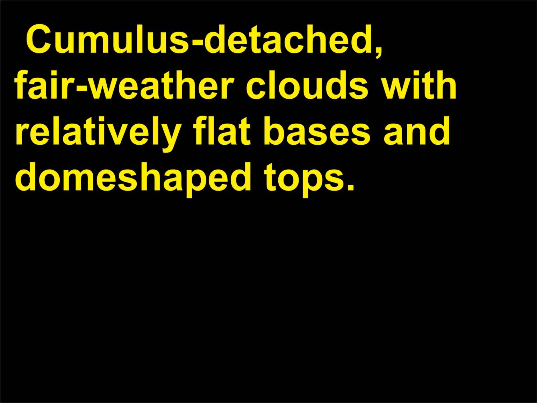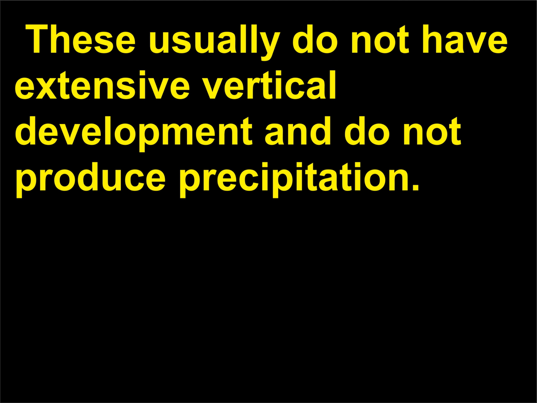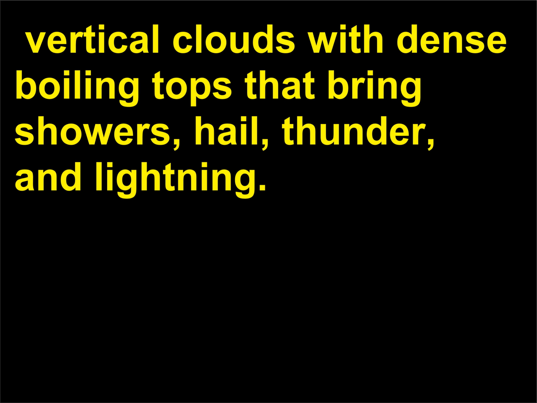Cumulus are detached, fair weather clouds with relatively flat bases and dome-shaped tops. These usually do not have extensive vertical development and do not produce precipitation. Cumulonimbus are unstable, large vertical clouds with dense boiling tops that bring showers, hail, thunder, and lightning.